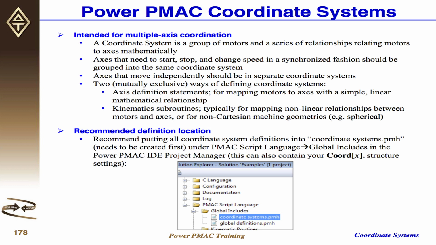So generally speaking, we recommend that you put all of your coordinate system definitions, all of your axis definitions, all of that sort of thing into coordinatesystems.pmh, which is in PMAC general script language, global includes, and then make this file in the global includes folder of your PMAC. This introduces a new prefix, which is coord[x]. You can have multiple different coordinate systems, so this is how you address each one of them individually.